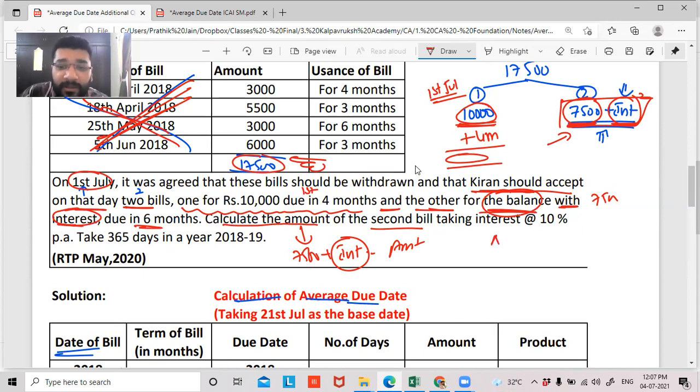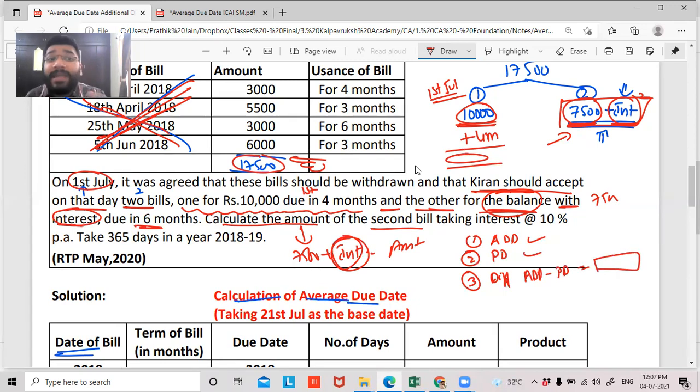What did you first do, guys? For me to calculate this interest, what is required? First, I need the average due date. That's what you did first. Then what did you do? For the new bills, you calculated the payment date. And then third, what did you do? You took the difference between average due date and the payment date. And these were the number of days delay in payment. And for these number of days, on that amount of 10,000 and 7,500, you calculated the interest. Yes or no? So this question, guys, at least 2 to 3 times you have to do it by yourself so that you'll be comfortable with these kind of questions.